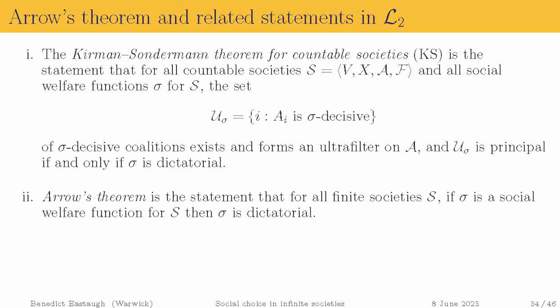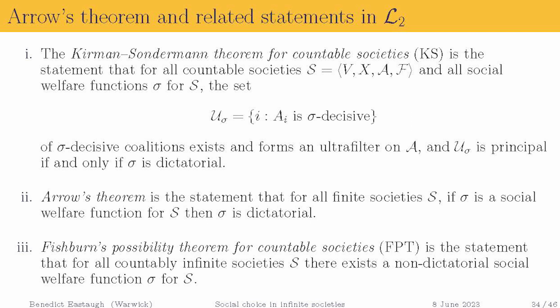Okay. Arrow's theorem just says, well, if you've got a finite society and a social welfare function for that society, then it's dictatorial. And then finally, Fishburn's possibility theorem for countable societies just says, well, if you have a countably infinite society, then there's a non-dictatorial social welfare function, sigma for s. Right? So in some sense, having done all of this work, we've packaged it all up in the notion of countable society. And the statements of the theorems are simple and just mirror those that we find in the classical social choice literature.